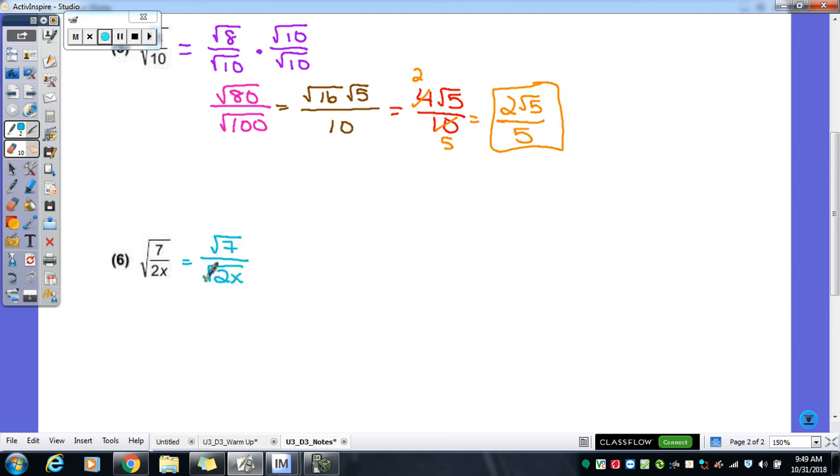So number 6, same thing as I did for the last one. I'm going to separate it. Top and bottom each have their own radical. So I got radical 7 over radical 2x. So what are we going to multiply by? Radical 2x. Multiply by that denominator. So 7 times 2x gives us a 14x. 2x times 2x would give us a 4x squared.